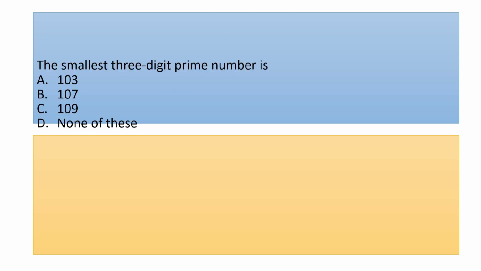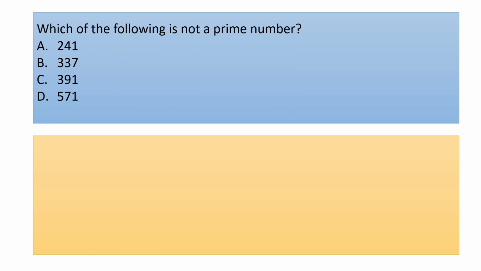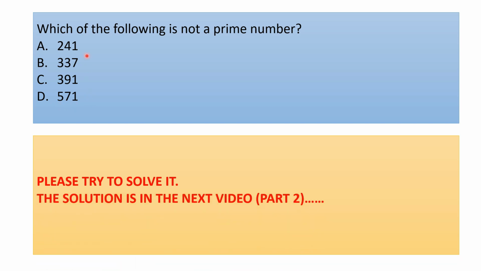Till now we have solved many problems, and this is an exercise problem for you. Please try to solve it by yourself and we will see the solution in the upcoming video. I'll read the problem statement. The smallest 3-digit prime number is: 103, 107, 109 and none of these. Out of these you have to find the smallest 3-digit prime number. Please try to solve it. And there is one more exercise problem for you: which of the following is not a prime number? Options are 241, 337, 391 and 571. Out of these you have to find which is not a prime number. Please try to solve it by yourself. We will see the solution in the upcoming video.